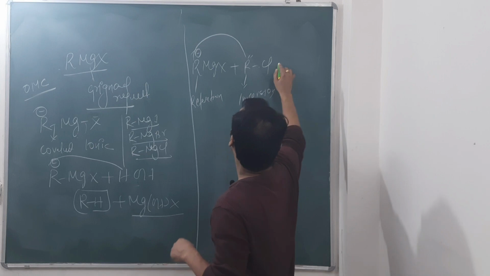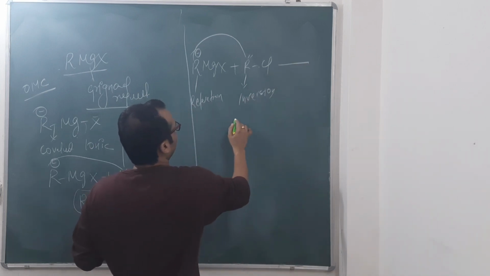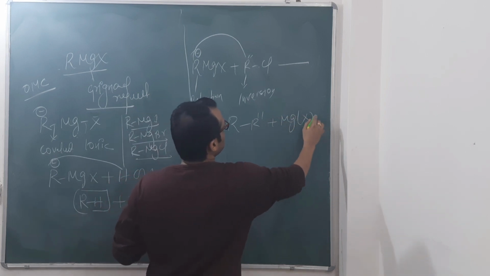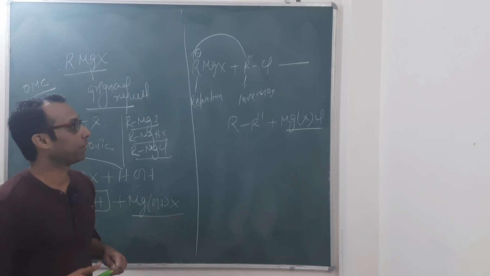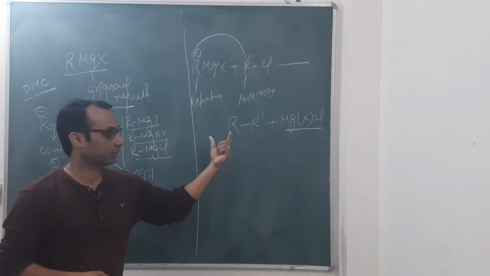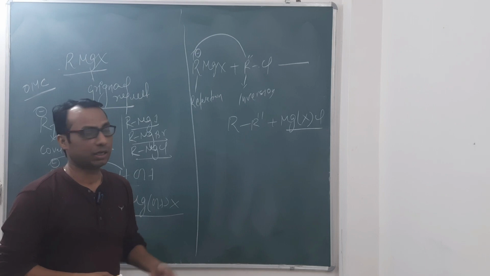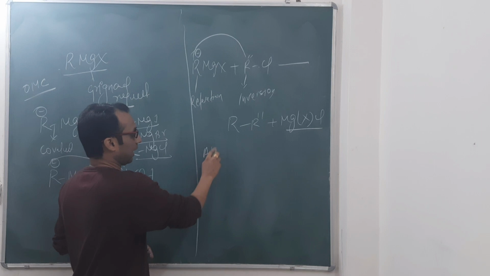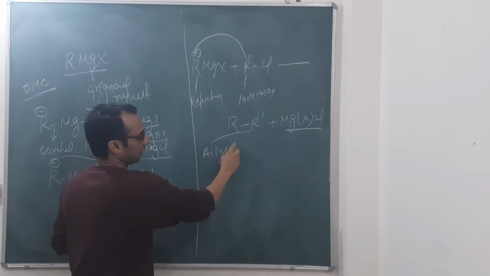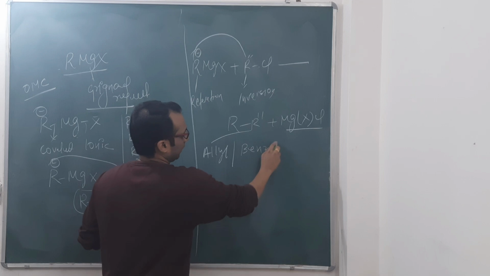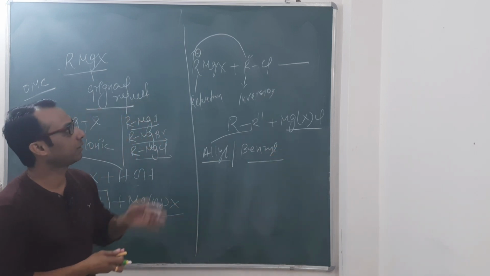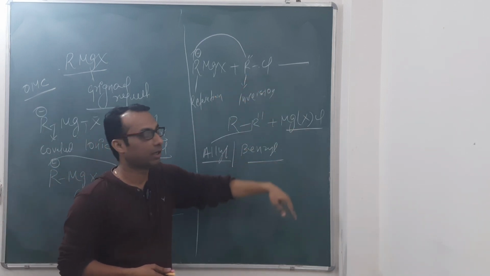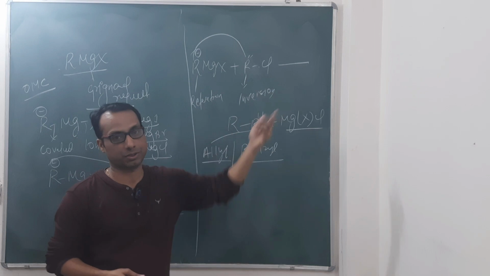Okay. So what happens, students? In that case, it will form R R dash plus MgXCl. If you want to prepare good compounds, symmetrical alkanes or higher alkanes, then you can take either the allyl halide, I'm talking about R dash, either allyl halide or benzyl halide. This compound would give you better alkyl halides or a faster Grignard reaction. It means if you have allyl halide or benzyl halide, the reaction will be faster.